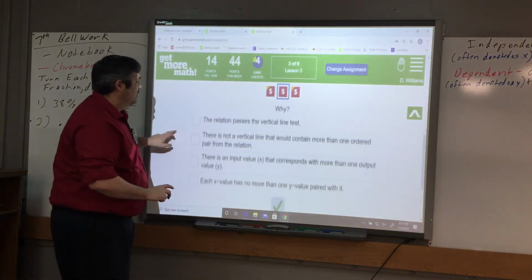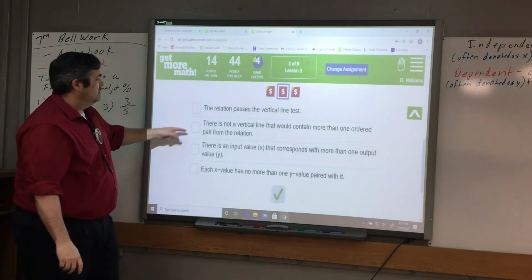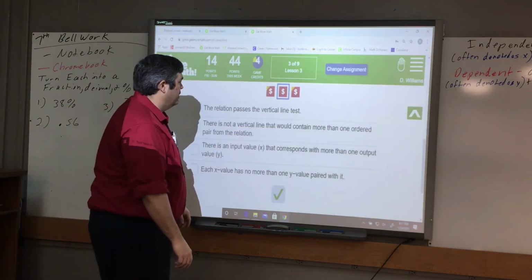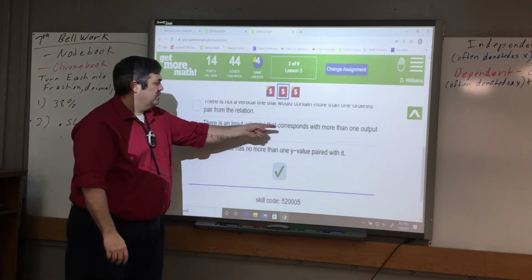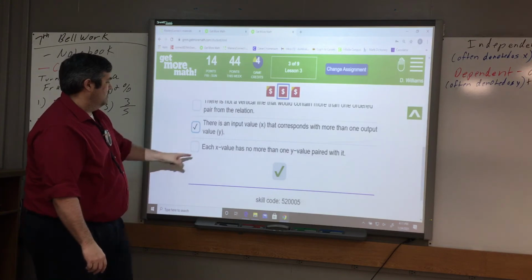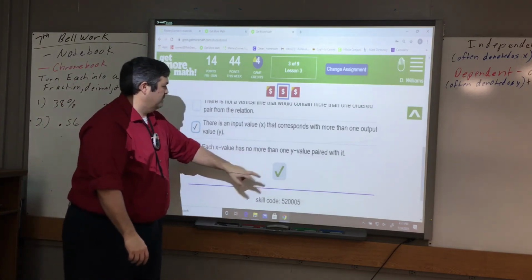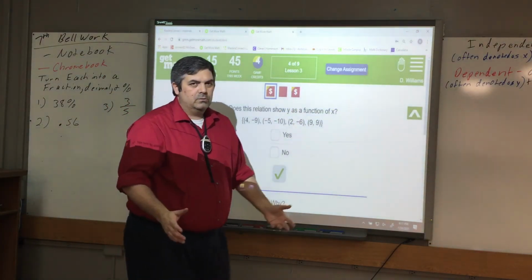Well, why? The relation passes the vertical line test? No, it didn't pass the vertical line test. There's not a vertical line that would contain more than one ordered pair from the relation. There's an input value that corresponds with more than one output value. I believe it is that one. Each x value has no more, yeah, it's got to be that one. Okay? That's all there is to this.